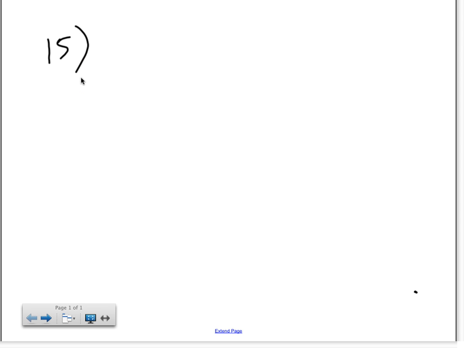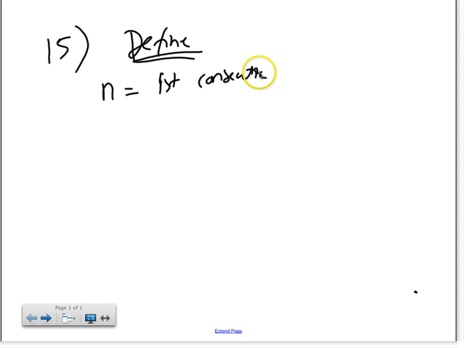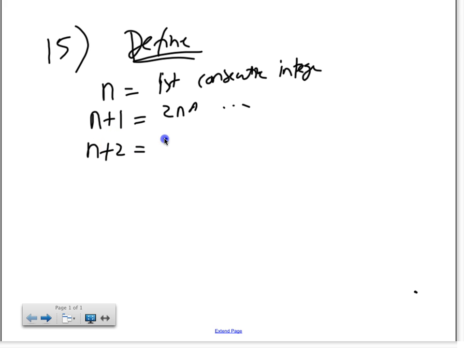So the first part is to define again. Define your variable. So in this case, this is my first consecutive integer. How do I define my second consecutive integer? See, that's a different one, because consecutive integers skip by 1. That's why my second one is going to be n plus 1. Okay, I'm going to write that as my second. And n plus 2 is going to be my third. And since I have 4 consecutive, n plus 3 is my 4th consecutive integer.